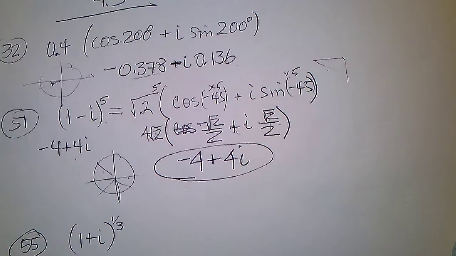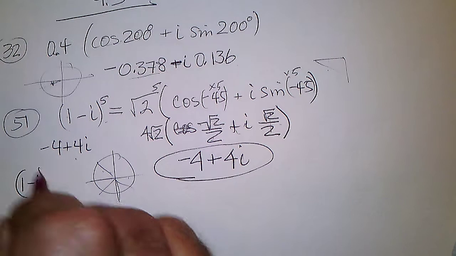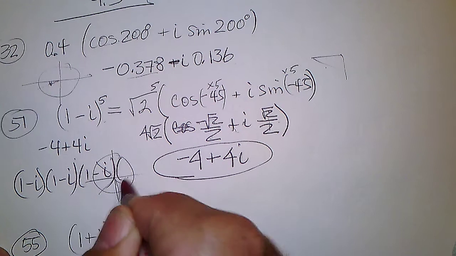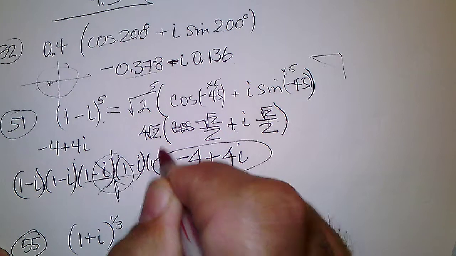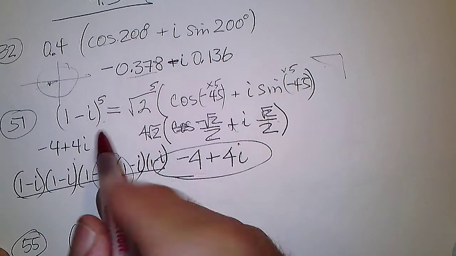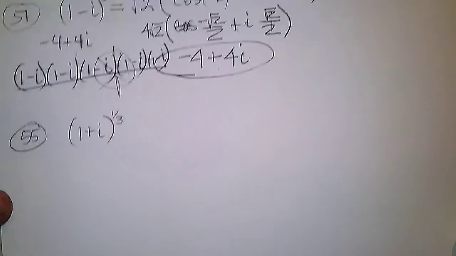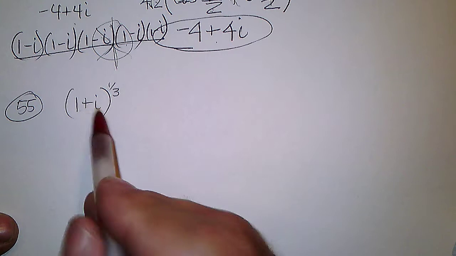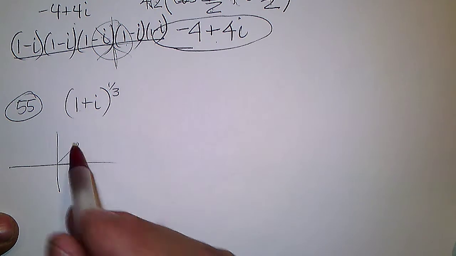Now, typing that in the calculator was easier, but if you had to multiply this out, 1 minus I times 1 minus I times 1 minus I times 1 minus I times 1 minus I, that would be a pain. So this was a very useful theorem when you were trying to do something like that. And it's also very useful when you're trying to take the cube root, because there's actually 3 cube roots when you're doing complex.